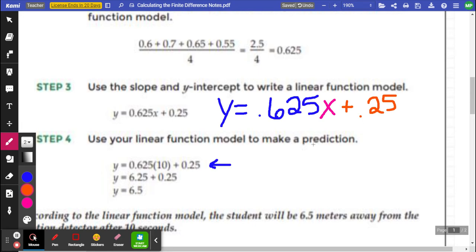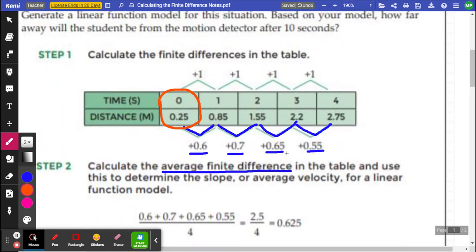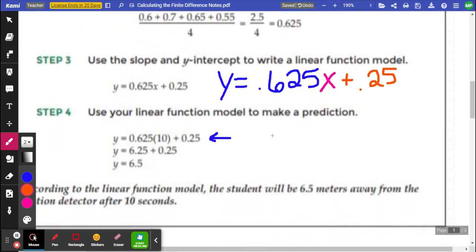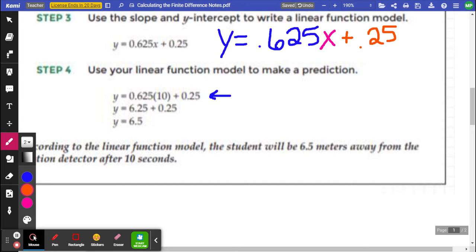Now it says, use your linear function model to make the prediction. So remember, it wants to know, how far away will the student be after 10 seconds? Seconds is what value? What is this, x or y? Yes, the seconds is the x value. So what you're going to do is you're going to take 10 and plug it in for x. So 10 is going to go right there. And when you solve, you got 6.5, which means they're going to be about 6.5 meters away.